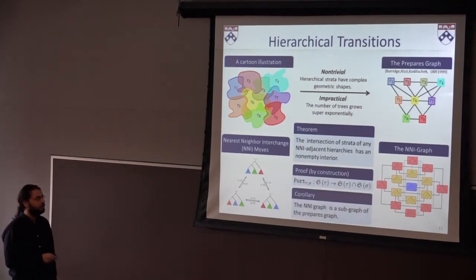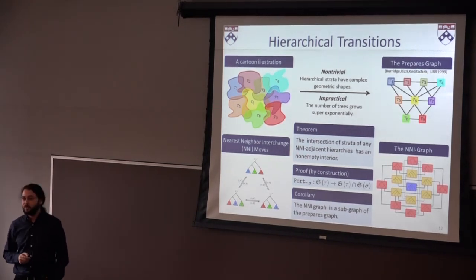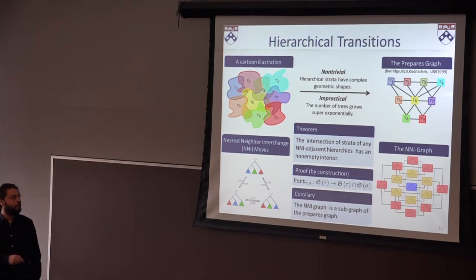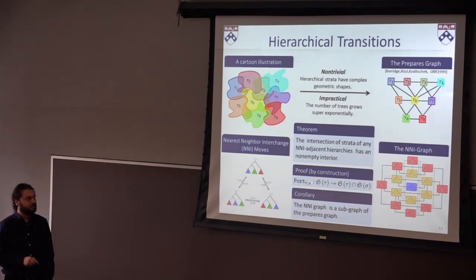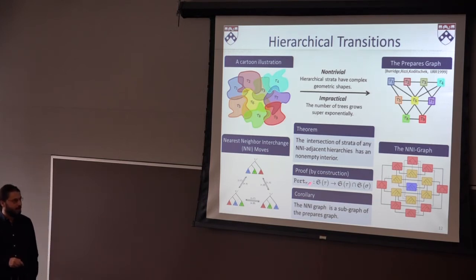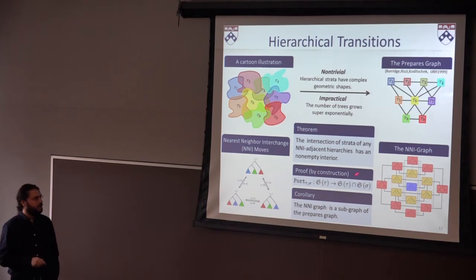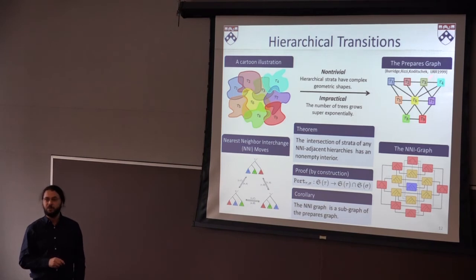And we show that if you just focus on a pair of NNI-adjacent hierarchies, their strata always have non-empty intersection. Our proof was based directly on a construction of a portal map. So if you are given a configuration from one stratum, you can map it into the intersection of their hierarchical strata. As a result, you can conclude that the NNI graph will be a computationally efficient subset of the prepared graph.